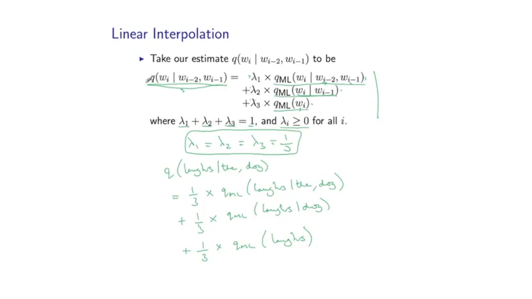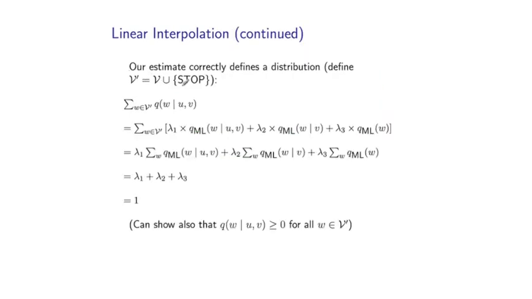But first I want to show you an important point, which is that this parameter estimate Q is in fact a valid estimate. So it's important to verify that our estimate correctly defines a distribution. And by this I mean the following. Define V primed to be the vocabulary together with the stop symbol. And now for any UV bigram we're conditioning on, we want to make sure that if we sum over all words W in V primed, we have something that sums to 1. And that's fairly simple to show. I'm just going to go over that in this slide.